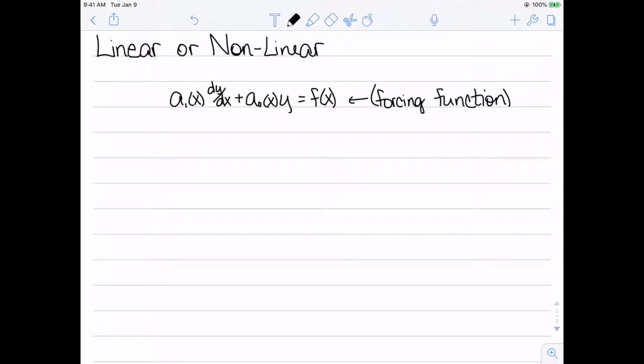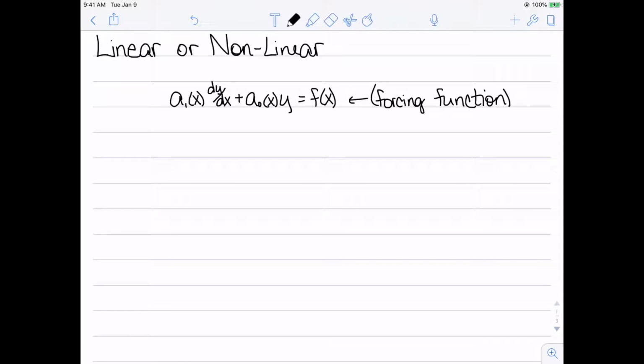We call that term f of x the forcing function, which will make more sense later as we move on. But the f of x is the forcing function and the a1 and a0 are the coefficients. This is a linear first order differential equation. So now the question should be why?